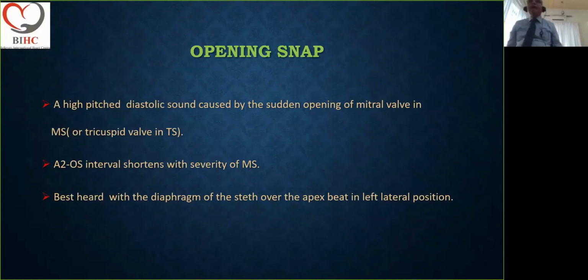The opening snap is a high-pitched diastolic sound which is caused by the sudden opening of the mitral valve in mitral stenosis. The mitral valve domes because it's not free to open. As it reaches the maximum excursion of its opening, it generates a snap. The A2 to OS interval is short with severity of mitral stenosis, which means the more severe the mitral stenosis, the earlier the opening snap and the longer the mid-diastolic murmur. It is best heard with the diaphragm of the stethoscope over the apex beat in the left lateral position.